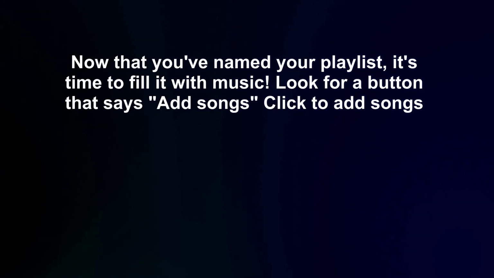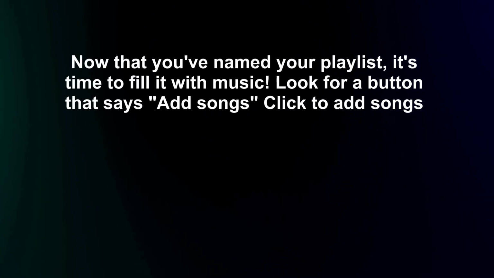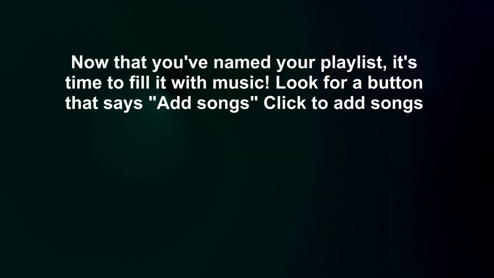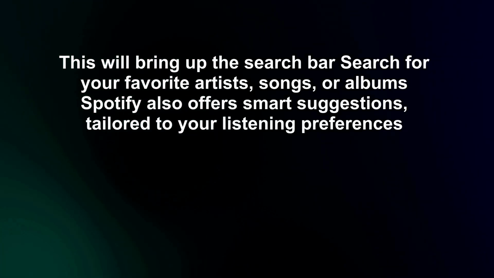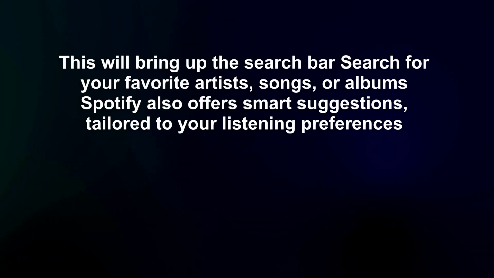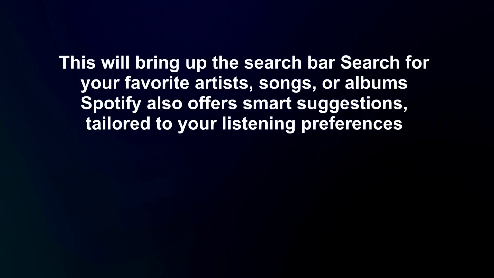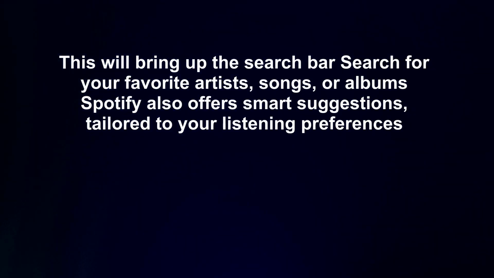Now that you've named your playlist, it's time to fill it with music. Look for a button that says Add Songs. Click to add songs. This will bring up the search bar. Search for your favorite artists, songs, or albums. Spotify also offers smart suggestions tailored to your listening preferences.